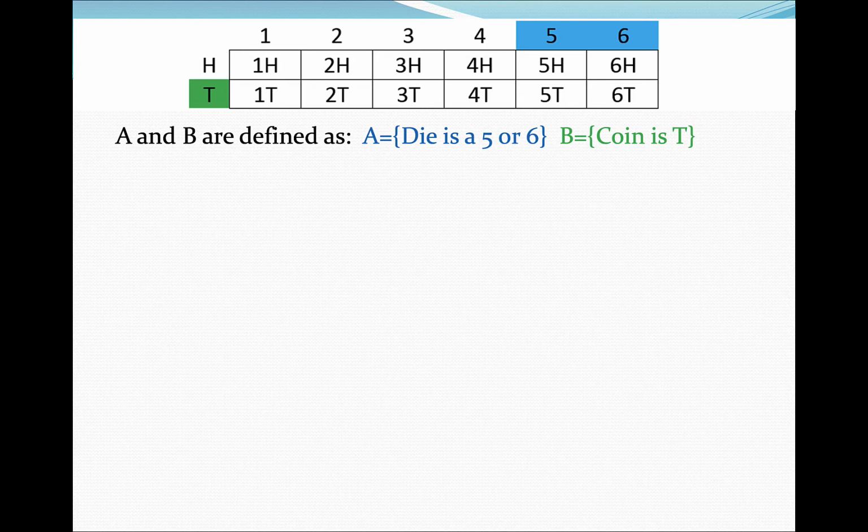We define event A as the die being either a 5 or a 6, and we define event B as the coin being tails. So you can see that I identified A in blue, and I did it in the table as well. You can see those last 2 columns where you get either a 5 or a 6. Those are the outcomes in this sample space that satisfy A. And I did the same thing with B. I did it in green. B is the coin is tails, and that bottom row represents the coin is tails.